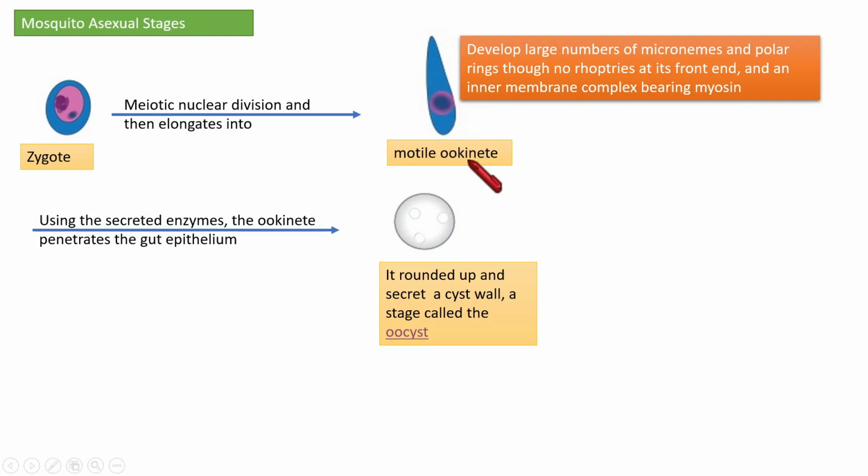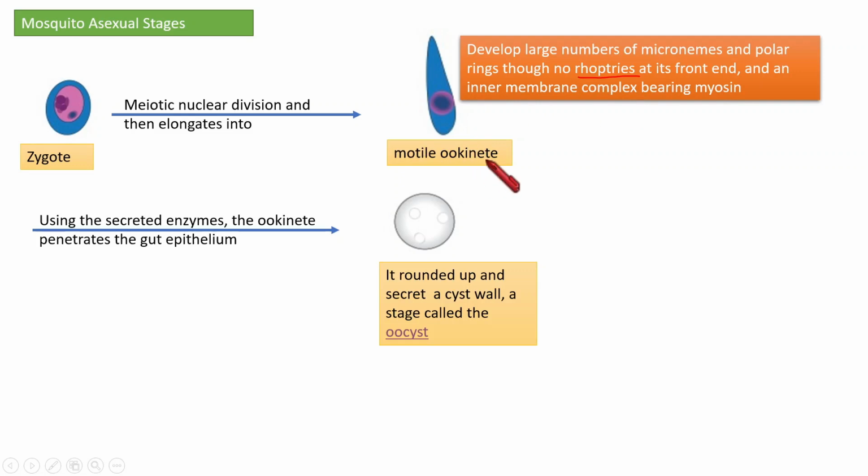In the form of the motile ookinete, it develops numerous micronemes. We know that micronemes are secretory granules. Polar rings are also developing, but there are no rhoptries. Rhoptries are absent. And the inner membrane complex bearing the meiosis is also lacking in the motile ookinete. So that's about that stage.